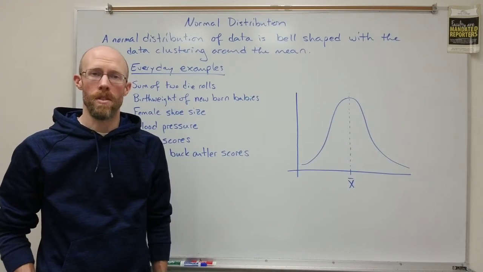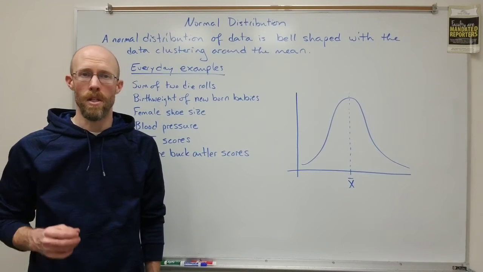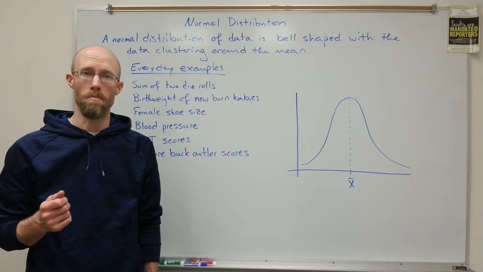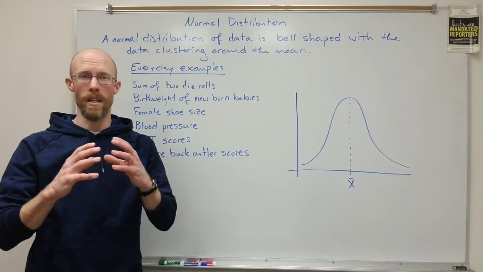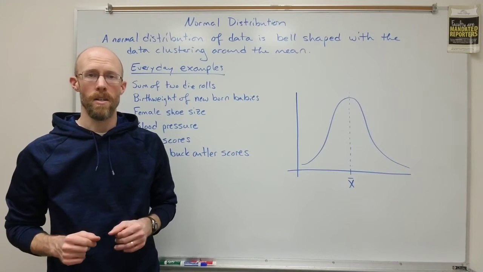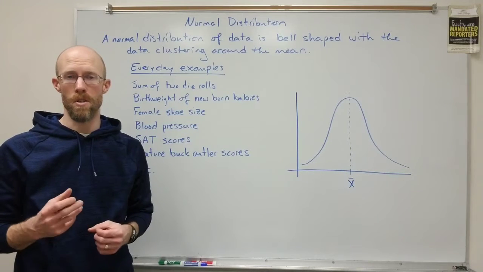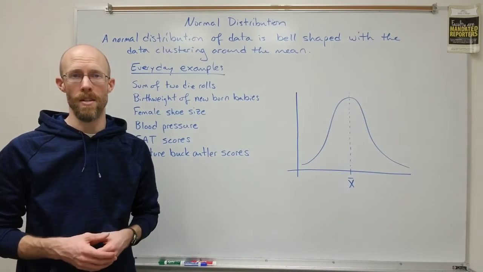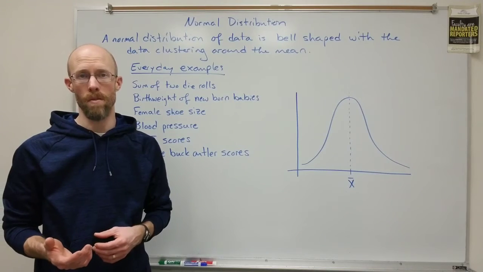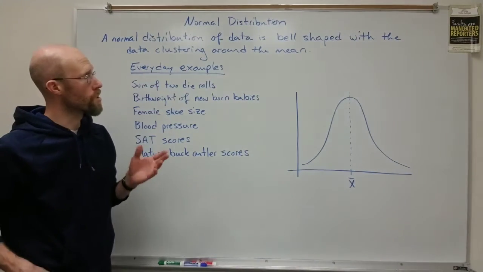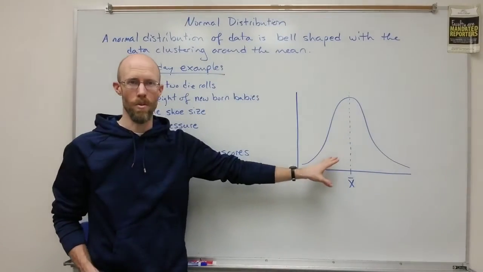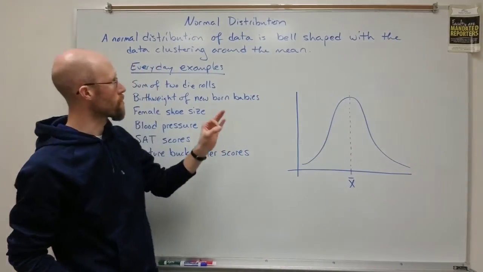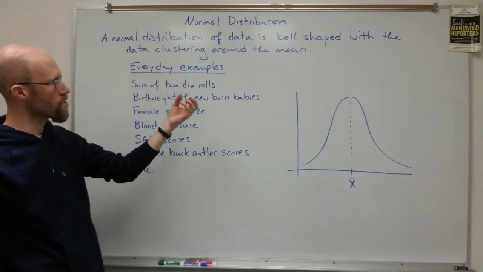We've been looking at different types of data sets, and in particular different features of data sets like the mean and the standard deviation, the center of the data and the spread of the data. So now we're going to look at a very specific and common type of data set called the normal distribution. A normal distribution just generally is data that is bell-shaped, and here I have just a very rough example. Bell-shaped with the data clustering around the mean.